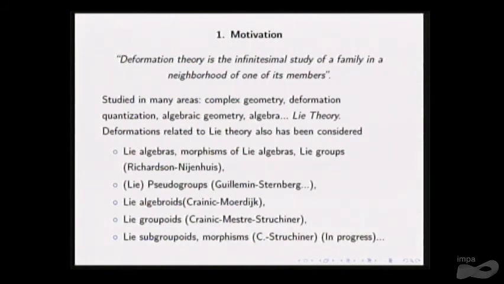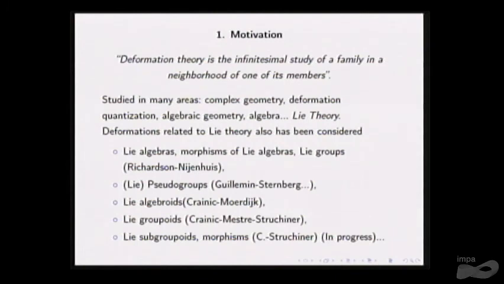So for example, in the case of the deformation of Lie algebras, Richardson and Nijenhuis showed that the corresponding cohomology is the Chevalley-Eilenberg cohomology associated with the adjoint representation of the Lie algebra. For Lie subgroupoids, the corresponding cohomology is the Spencer cohomology. And for these three structures, Lie algebroids, Lie groupoids, and Lie subgroupoids and morphisms, we have a corresponding deformation complex of each one of these structures.